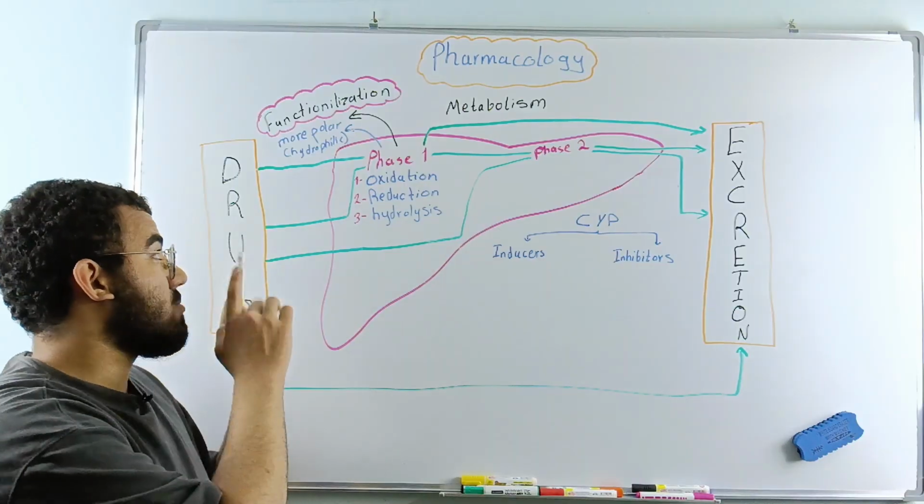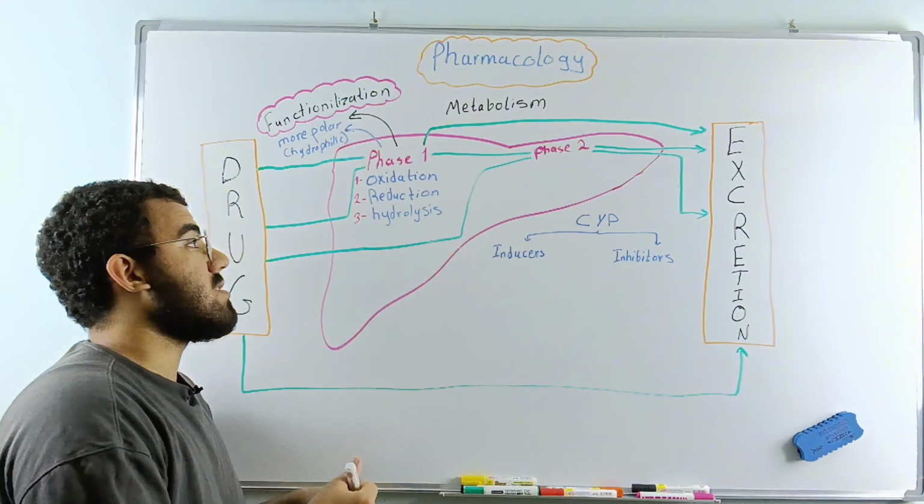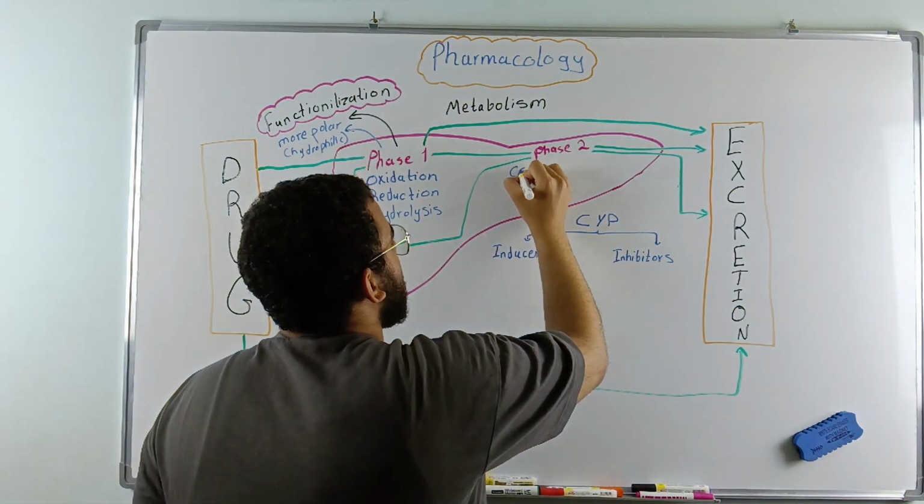So some substances, as we said, after they undergo phase 1, they go through phase 2. So what is phase 2? Phase 2 is called the conjugation phase.